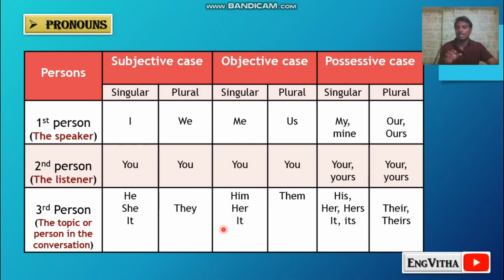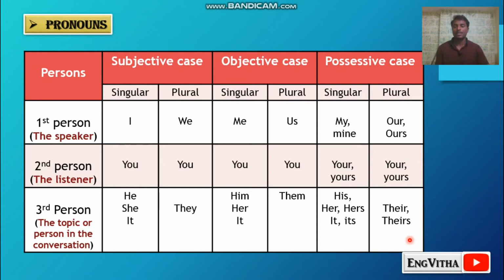your and yours. And the third person in the subjective case singular will be he, she, it, and in the plural it will be they. The third person in the objective case singular will be him, her or it, and in the plural objective case it will be them. In the possessive case the third person will be his, her, hers, its, and in the plural possessive case the third person will be their and theirs. So this is the chart that we have to keep in mind always.